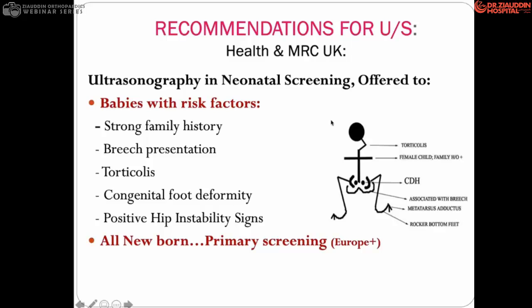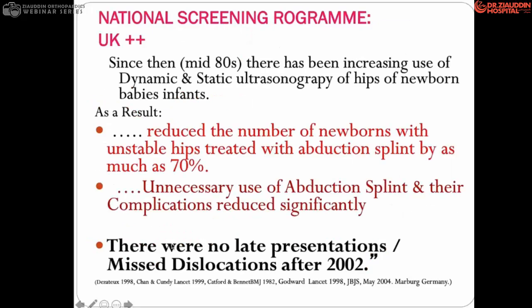That's why, with these risk factors, they now call it a primary screening program in the newborns, not at birth. And there were reasons for that. Since the 80s, with the increasing use of dynamic splint and ultrasound in babies, the number of newborns with unstable hips treated with abduction greater than 70 degrees was reduced. The late diagnoses which were common in the 60s and 70s have decreased. Now 70% of them get treated, with good splints and good results.